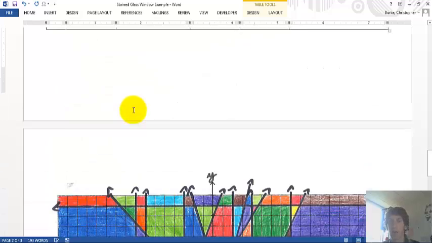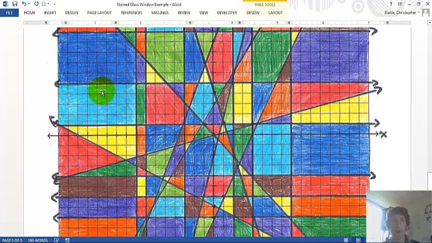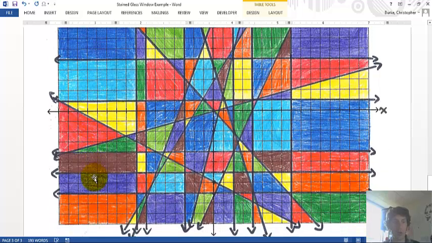So when it all comes together, it looks something like this: a stained glass window. Notice my horizontal lines. I have 1, 2, 3 of them with positive y-intercepts. I have 1, 2, 3 with negative y-intercepts. My vertical lines, 1, 2, 3 have negative x-intercepts. 1, 2, 3 have positive x-intercepts.